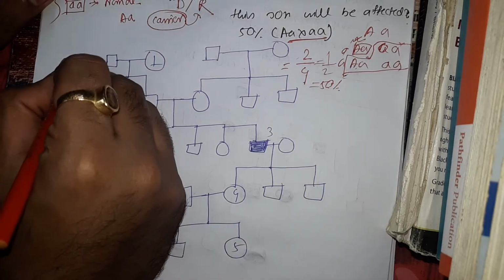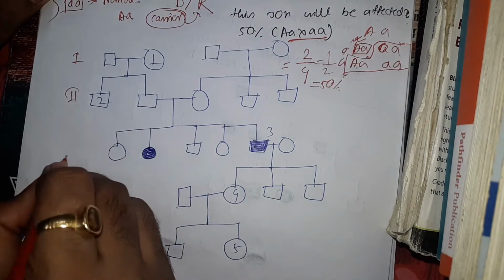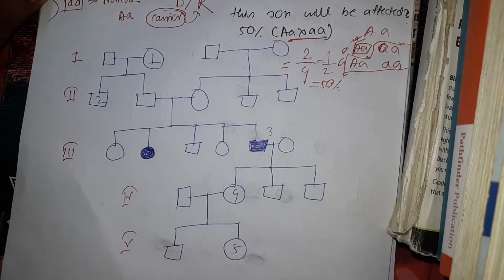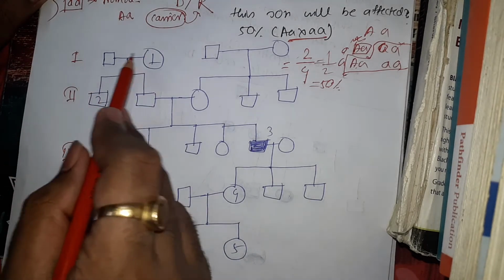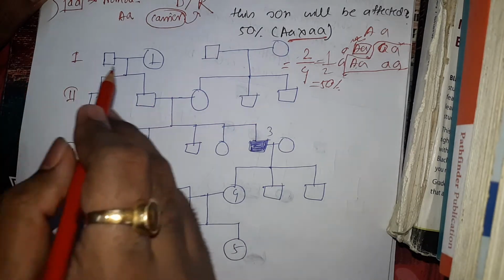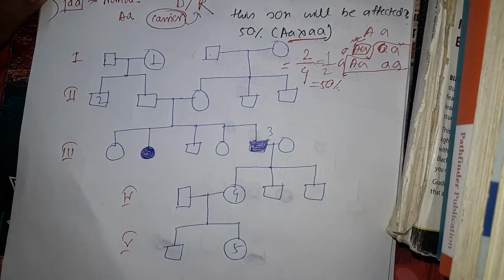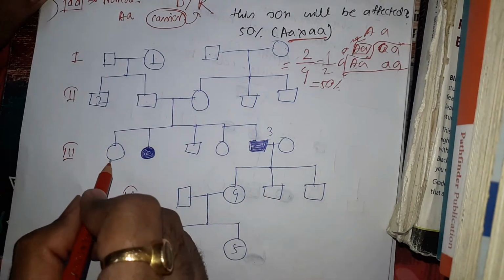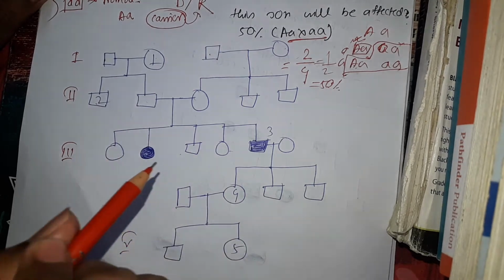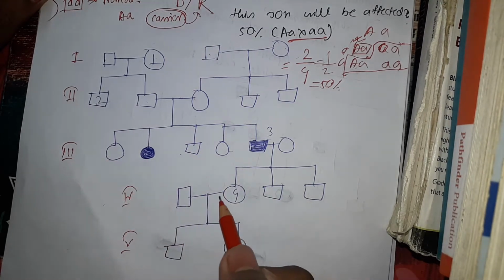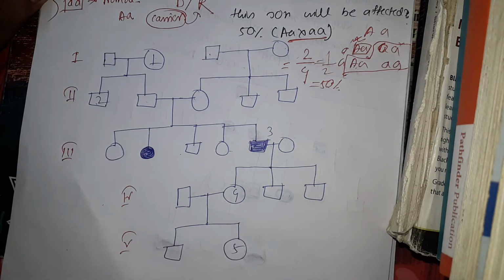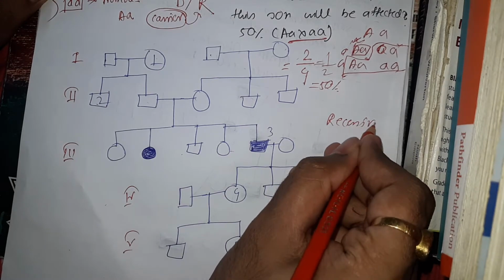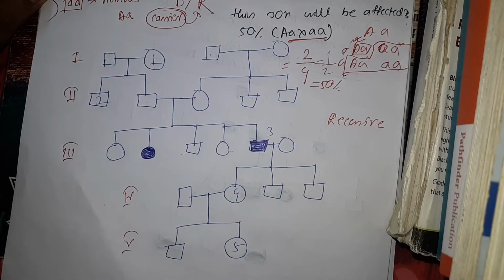So this is generation 1, this is generation 2, this is generation 3, this is generation 4, and this is generation 5. The trait is not expressing itself in generation 1. It is also not expressing itself in generation 2. It is expressing itself in generation 3, but not in the other generations, 4 and 5. So we can easily conclude that it is a recessive trait.